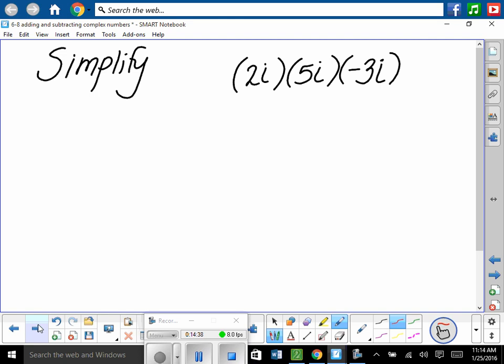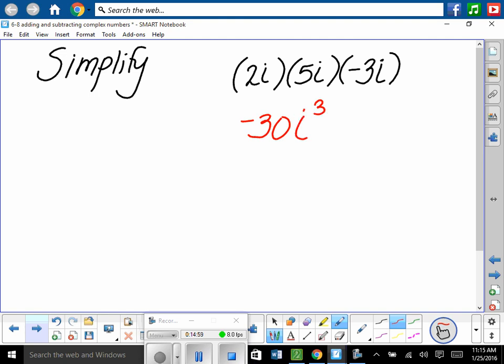Now, it's not a form of a binomial. This just has one term, one term, one term. So we're just multiplying it together. So what's 2 times 5 times -3? Let's look at it in pieces. What's 2 times 5? 10. What's 10 times -3? -30, but it's multiplication, right? Yeah. What's i times i times i? i cubed.